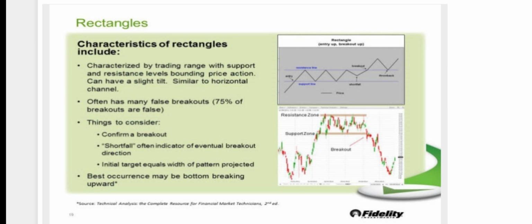One of the other interesting things about rectangles is what we've labeled as a shortfall. If you look at the drawn chart up above, you'll see it comes in, hits resistance, goes down to support, back up to resistance, down again to the support, back up to resistance, and then it goes down to what we've labeled a shortfall.